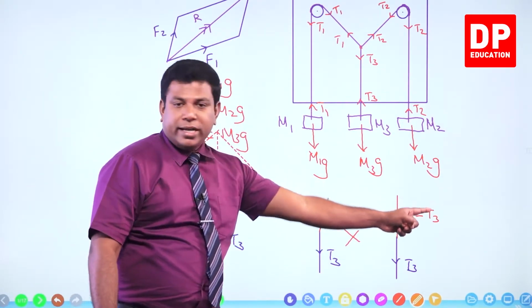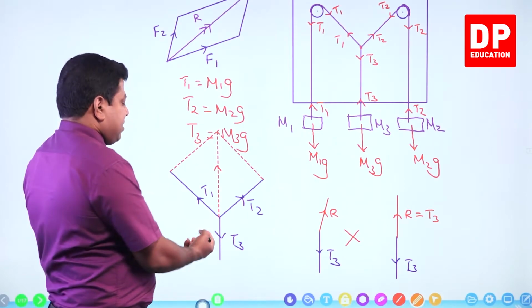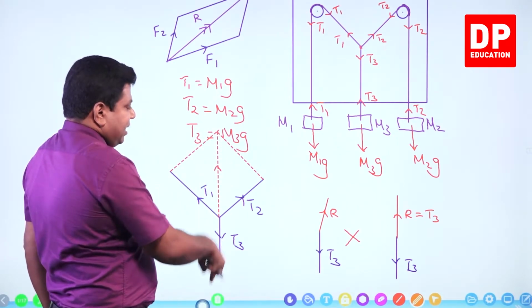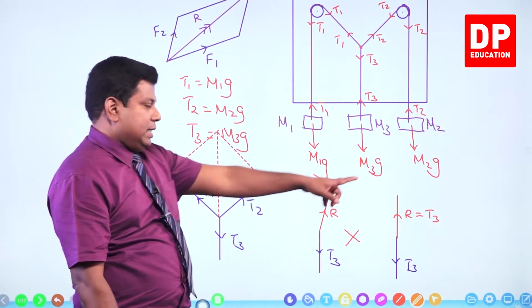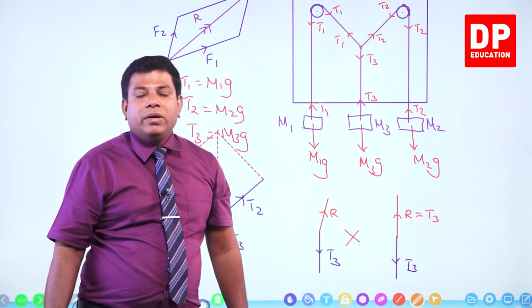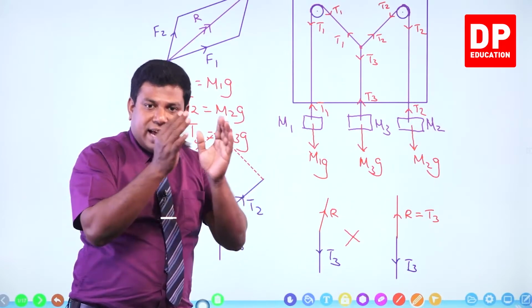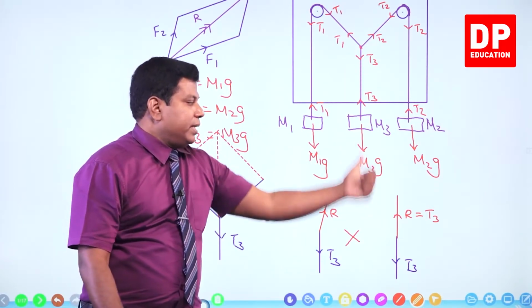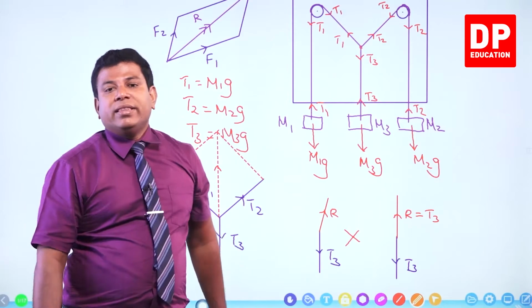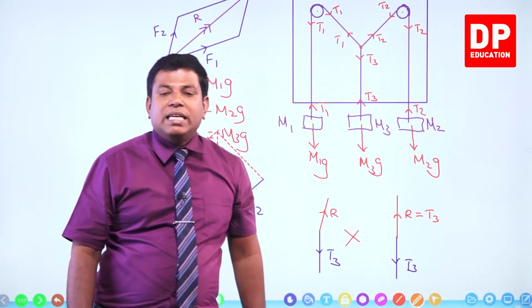R and T3 are equal, right? So, the force indicated by this diagonal and the T3, which is equal to M3G, must be equal. So, once we do this experiment, if we can get the diagonal vertical and if the diagonal's force is equal to this middle weight, then we can say the law of parallelogram is verified.